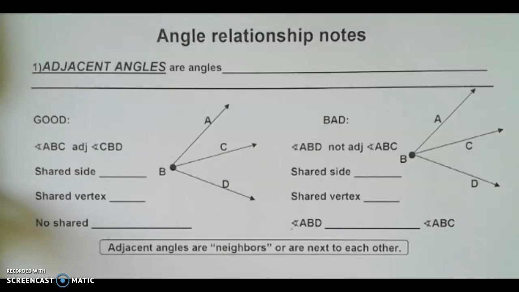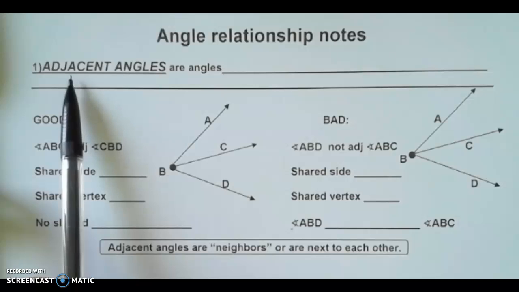In the last lesson, you had a review of angles, and you looked at acute and obtuse and right angles and straight angles. And today we're going to take a look at different angle relationships. And we're going to start by talking about angles that are called adjacent.